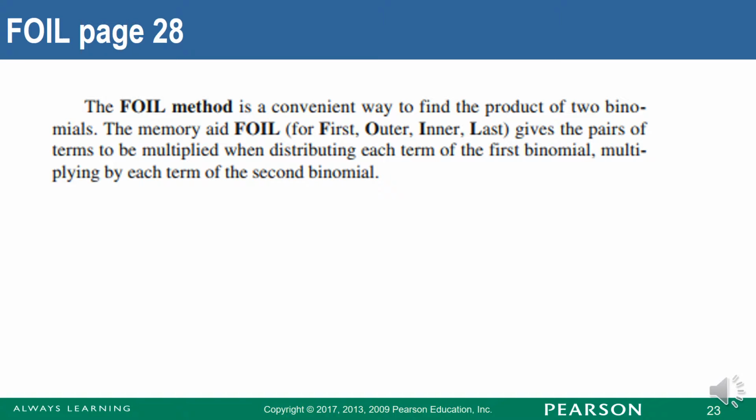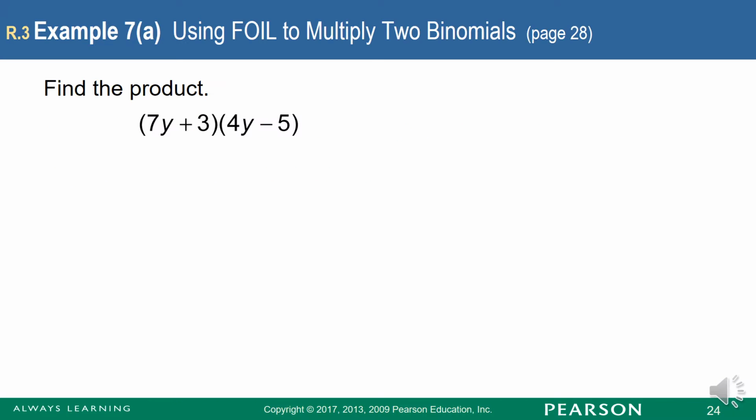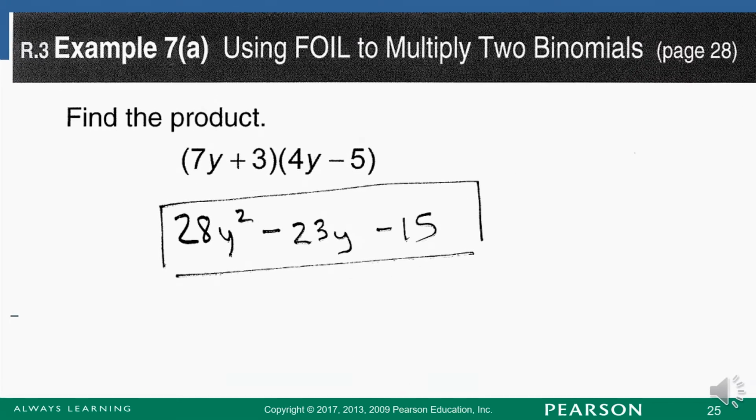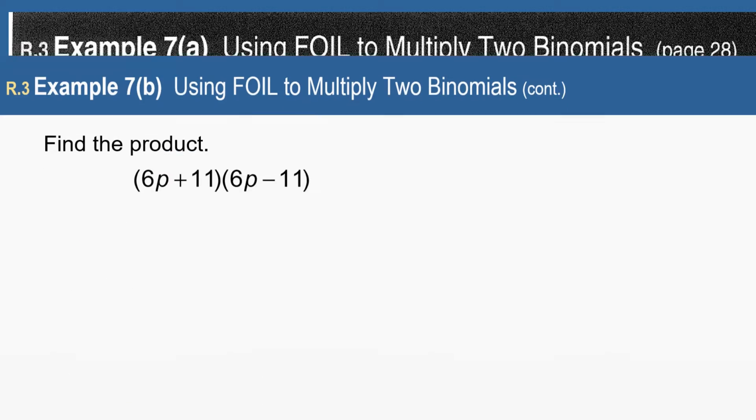One technique that sometimes is talked about is the FOIL method, and here what you do is you multiply the first elements of binomials and the last elements of binomials, and you add it to the sum of the outer and inner products. And so this is described here and on page 20. So for finding this, we're going to have 28y squared. Here we get 12, and this is minus 35y, so that ends up being minus 23y minus 15.